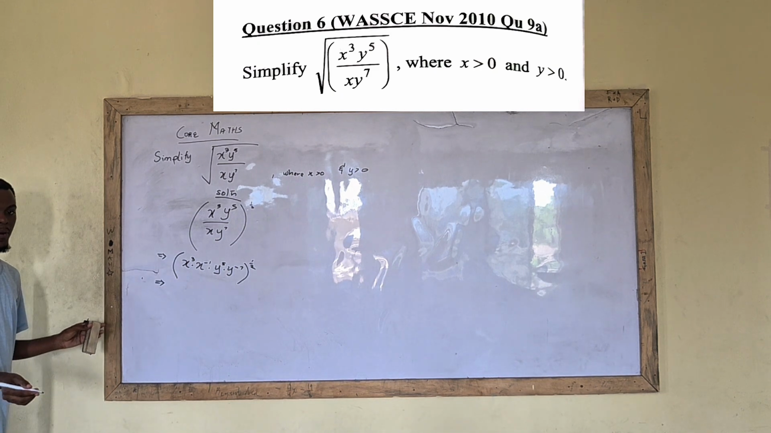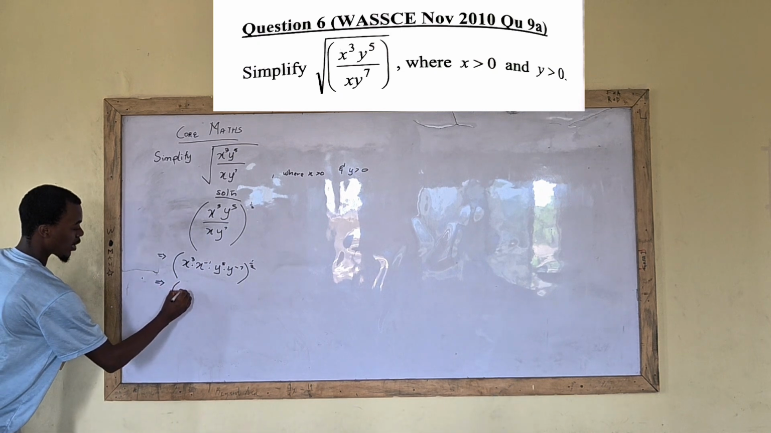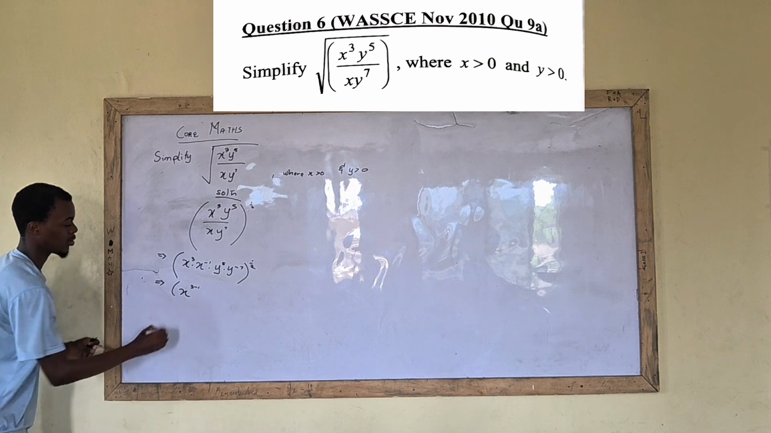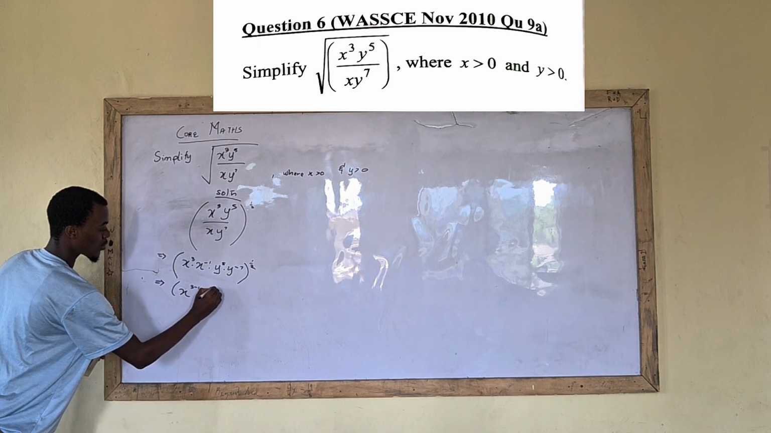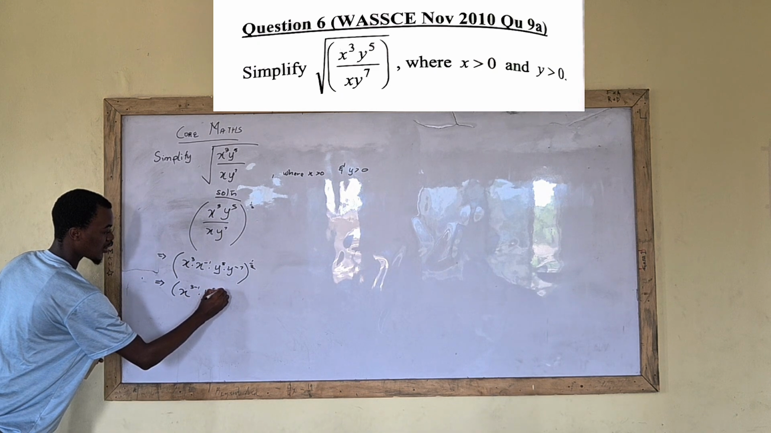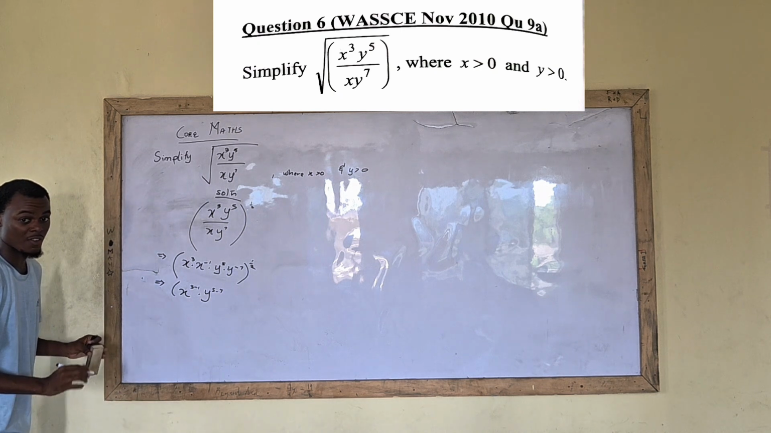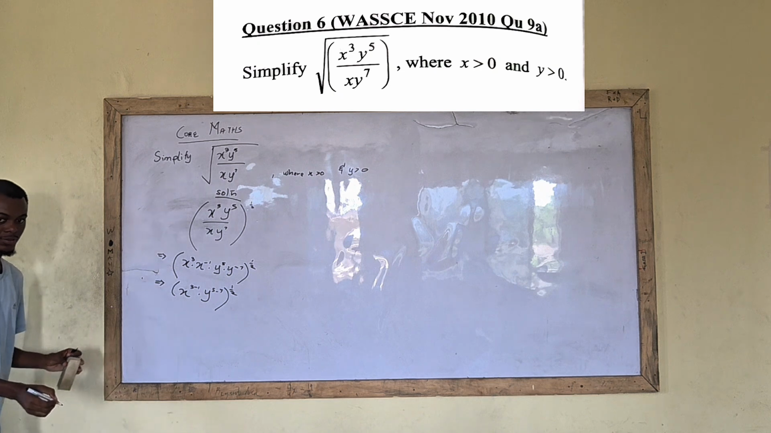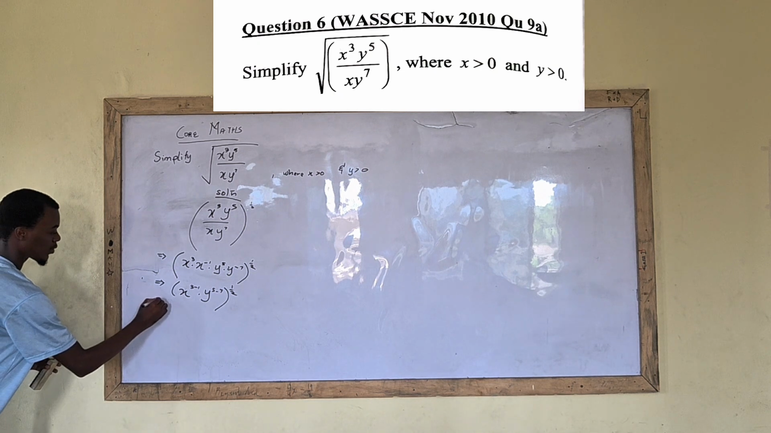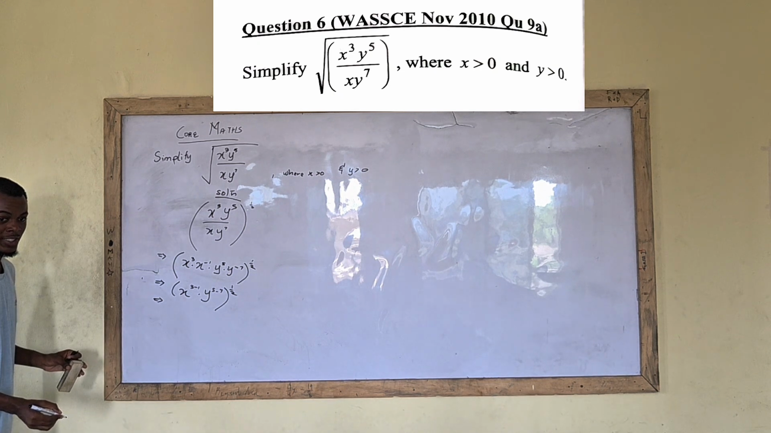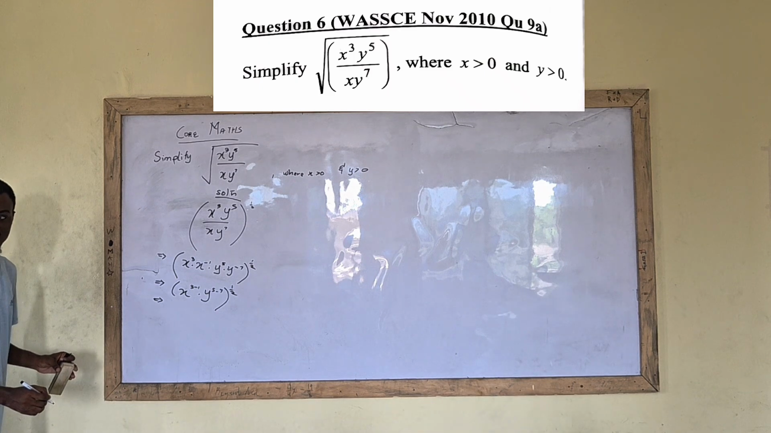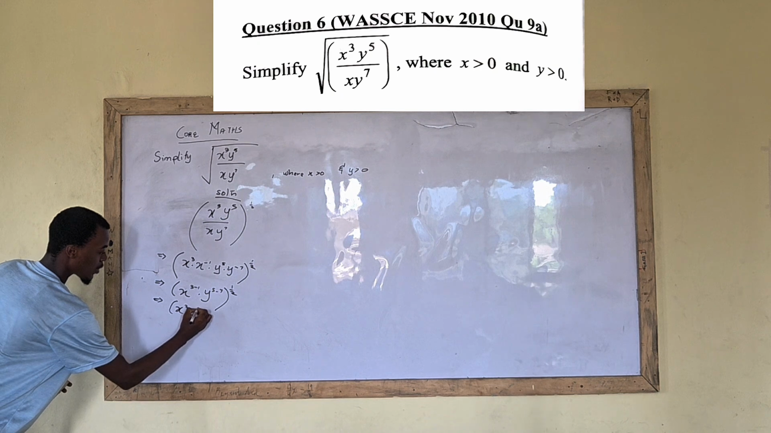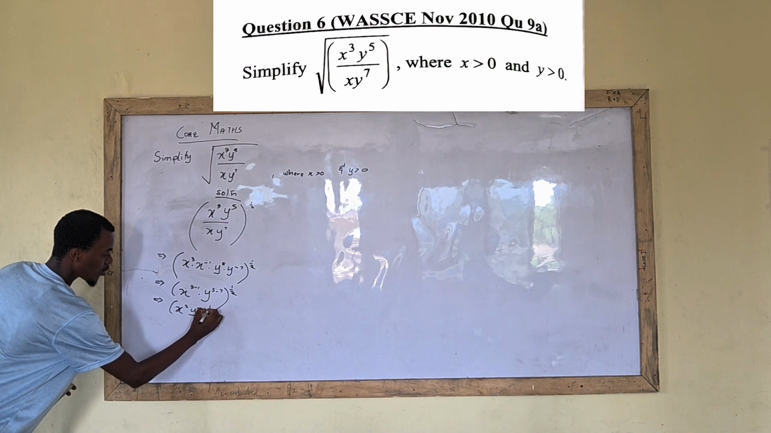So now, when you are dividing the powers, you have x exponent 3 minus 1, multiplied by y exponent 5 minus 7, all to the power of half. I'm not changing anything. So now, 3 minus 1 is 2 for x, and 5 minus 7 is minus 2 for y.